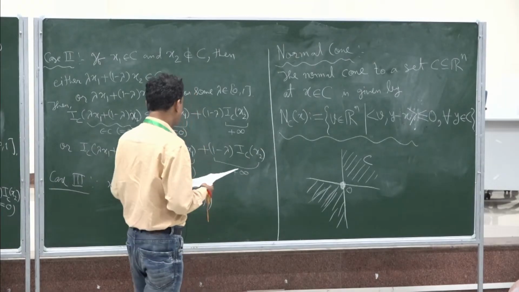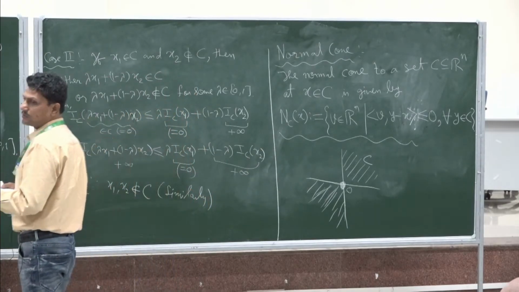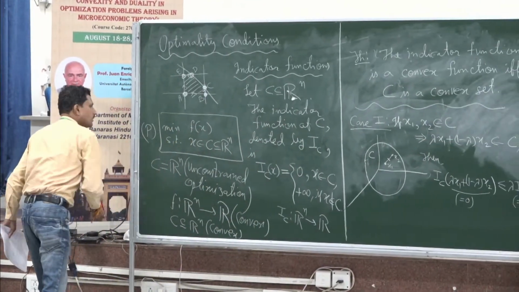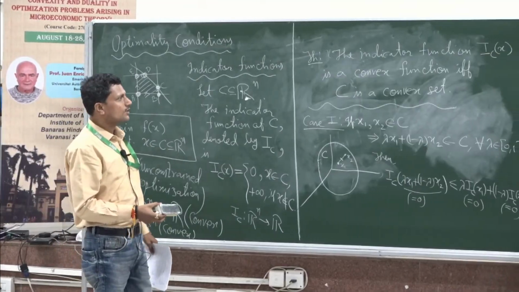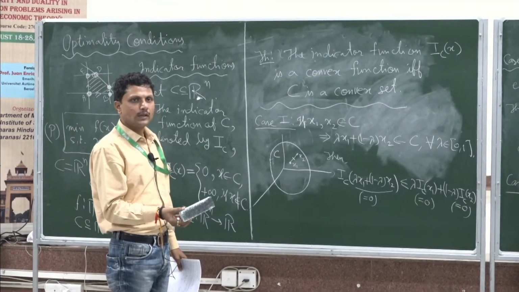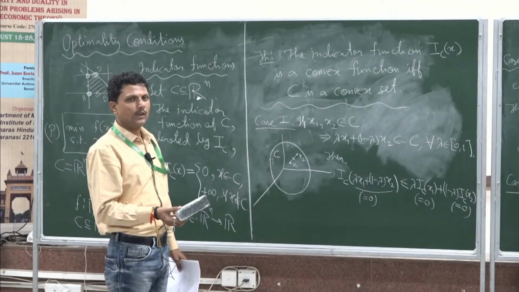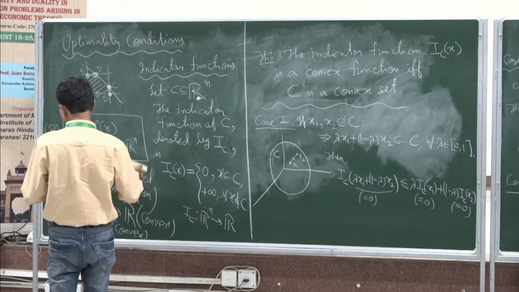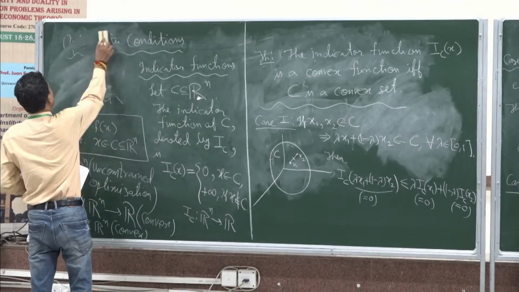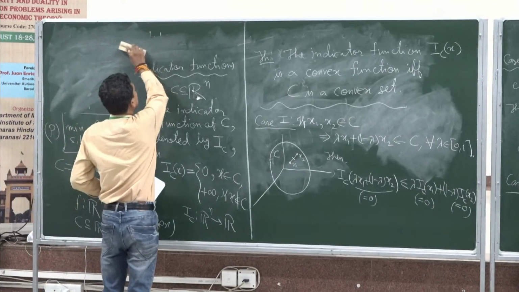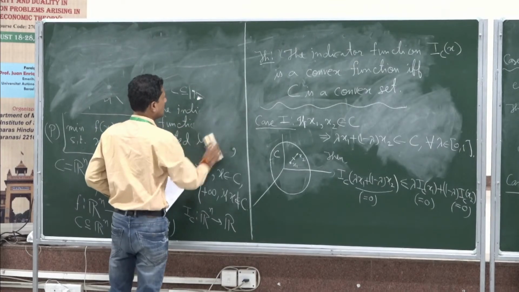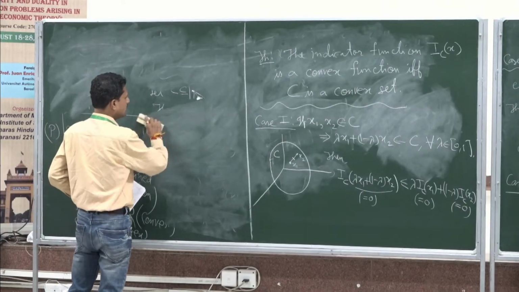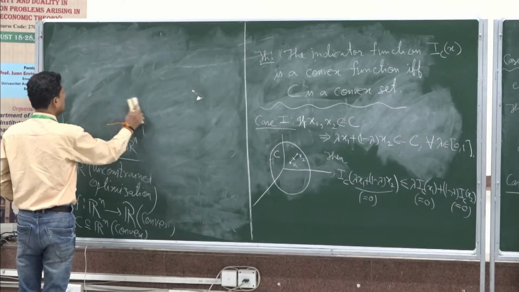So now we will see this normal cone. It is defined for any set C, but now if the set C is a convex set, then what will happen? I will state a few properties, but I will not prove them.